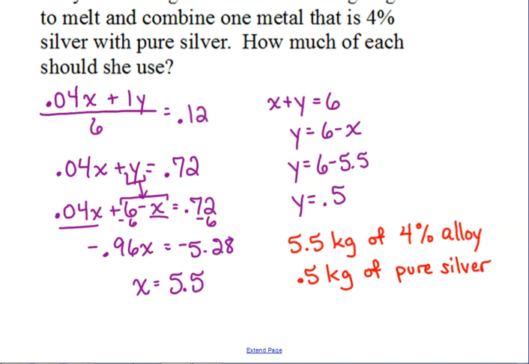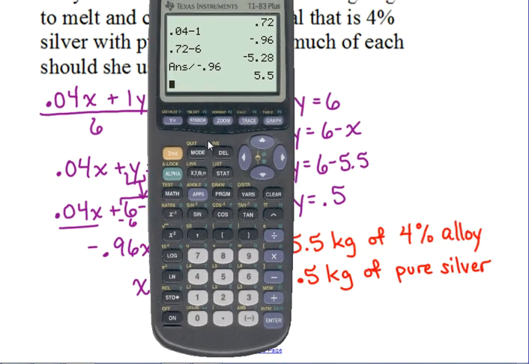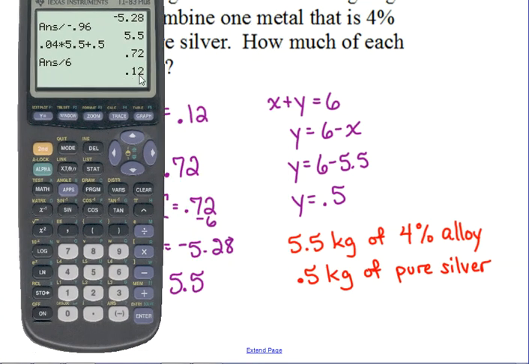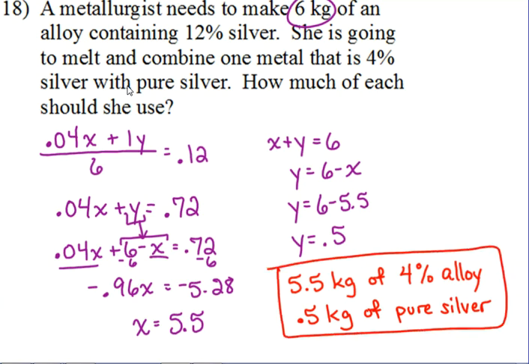I would encourage you, when you get to the end here, check it. Okay, 0.04 times 5.5 plus 0.5 divided by 6 is 0.12, which is 12%. Okay. So this one and the second one are the most involved types of problems.